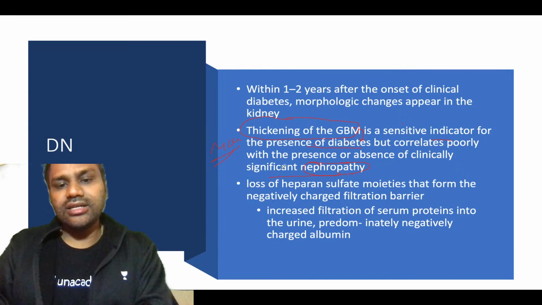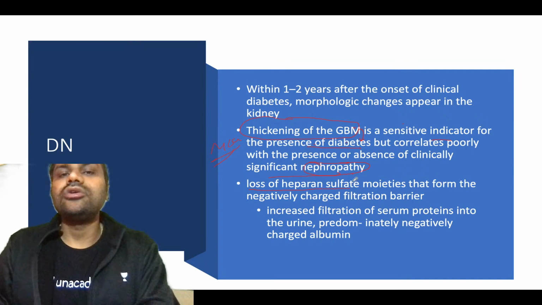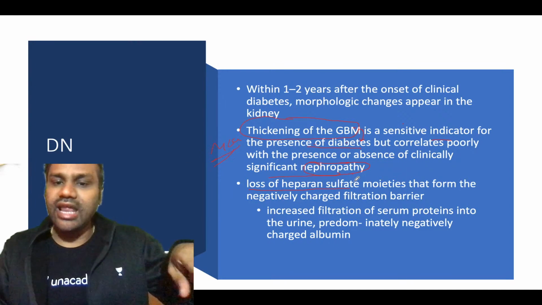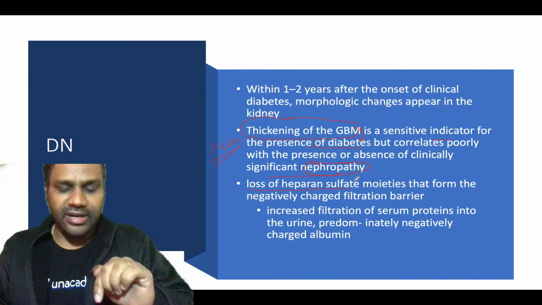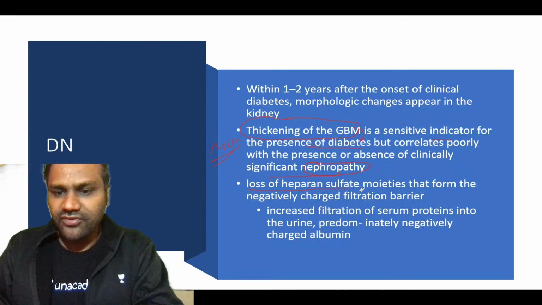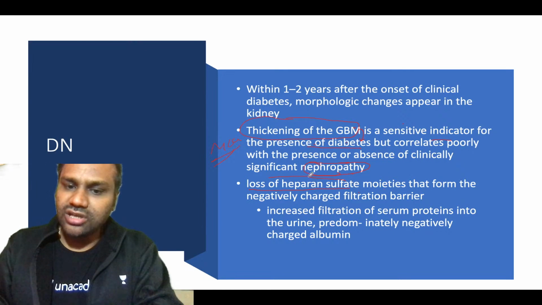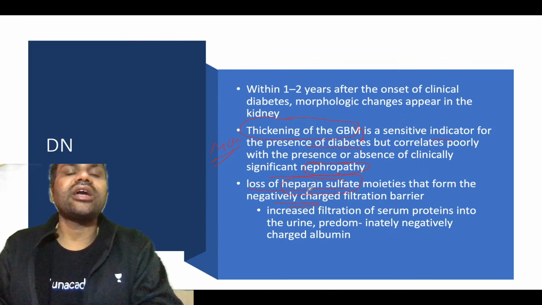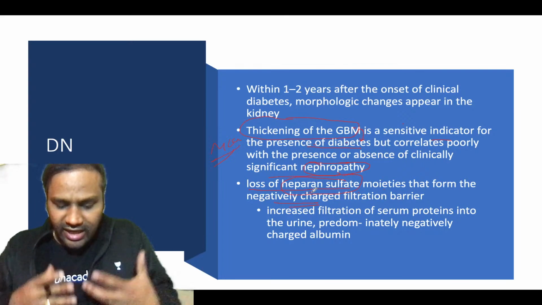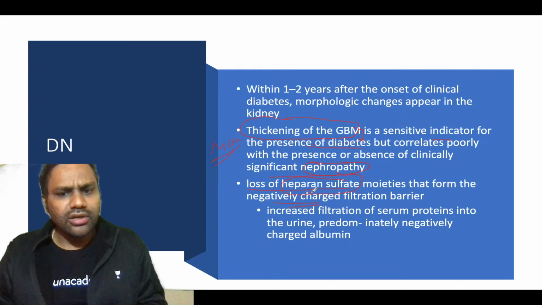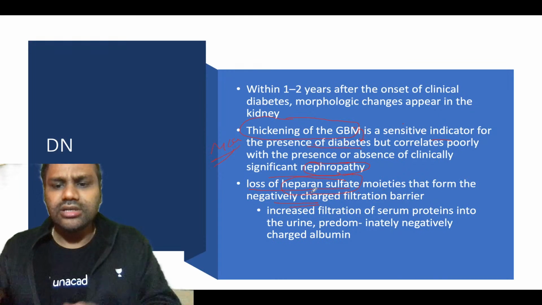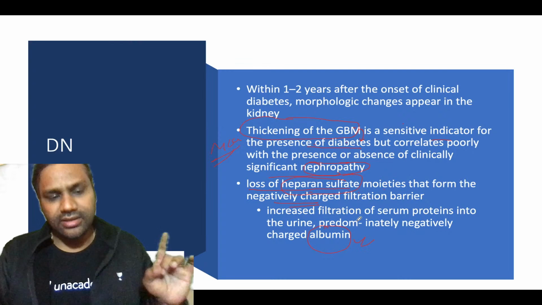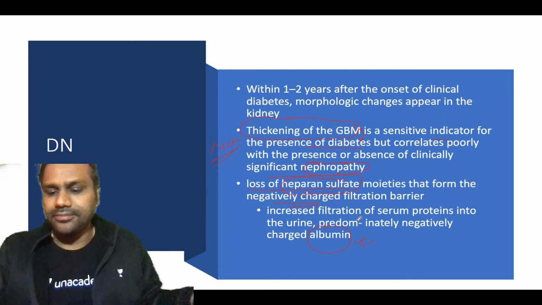Another important thing is loss of heparan sulfate. The basement membrane has collagen, laminins, and heparan sulfate. Heparan sulfate is responsible for the negative charge. When heparan sulfate is lost, the negative charge is lost, so more and more protein can be filtered. More albumin is filtered, hence there will be increased albuminuria. That is again a very important feature you see in diabetic nephropathy.